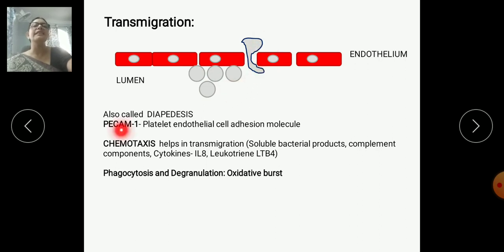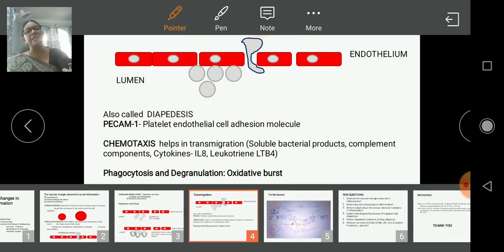Because there is chemotaxis. Chemotaxis means the chemicals attract these cells. Whenever there is an injury, certain chemicals like cytokines and leukotrienes get released into the injured area. And these chemicals attract the WBCs, that is monocytes and neutrophils.